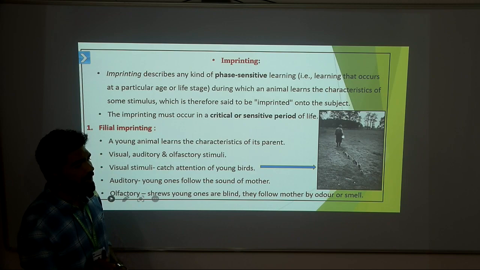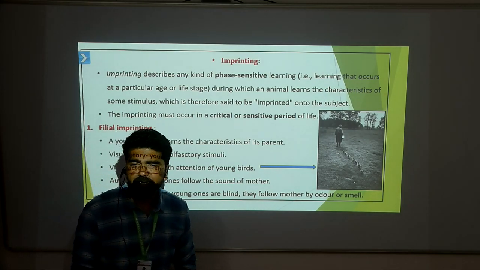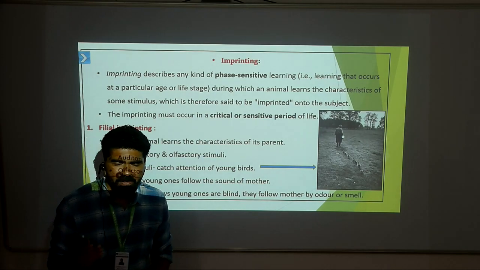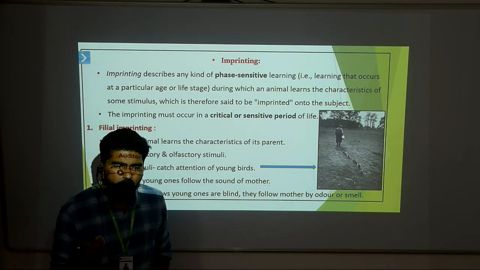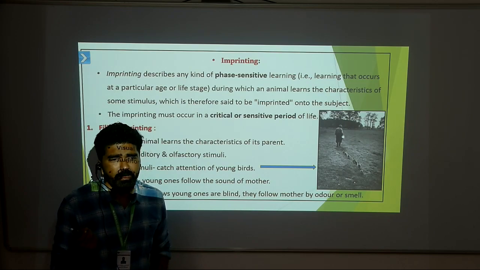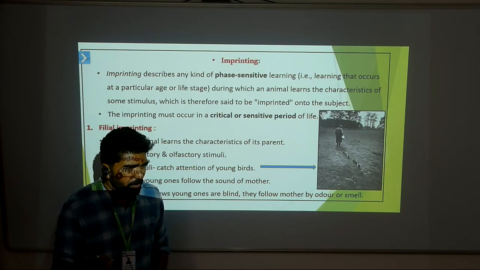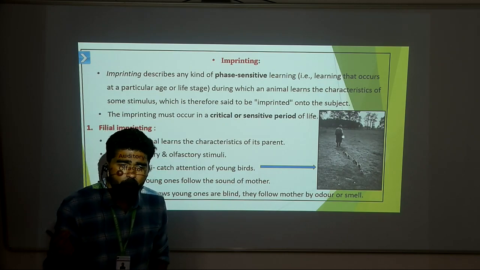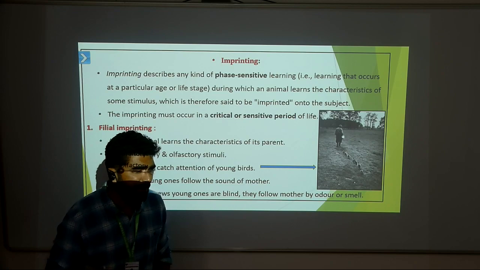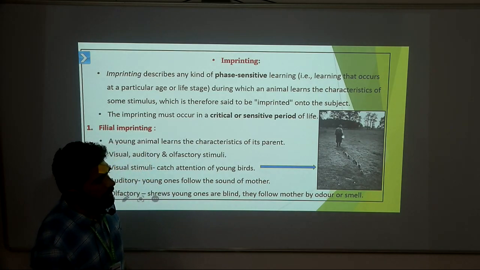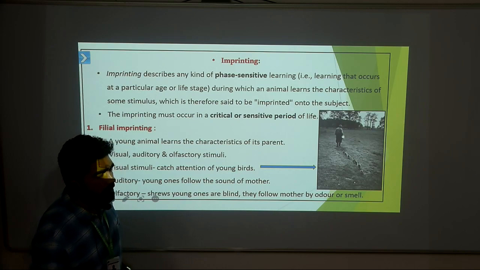So a young animal learns the characteristics of its parent, and not only by visualizing, but also by hearing a particular sound of their parent, or a particular smell of their parent, they recognize that the parent is around them, and then they feel secure.